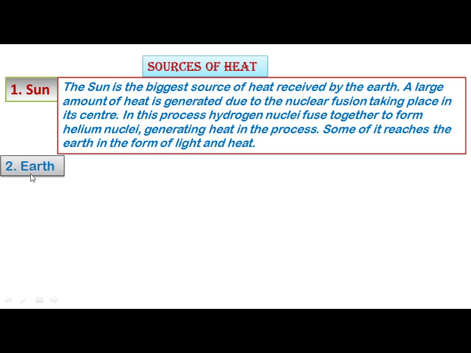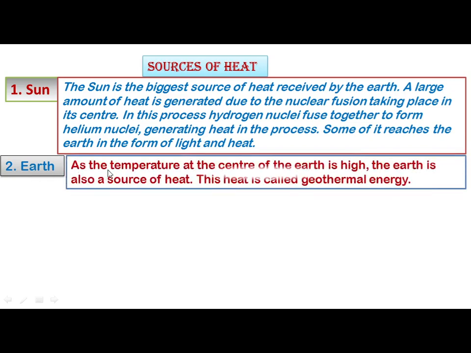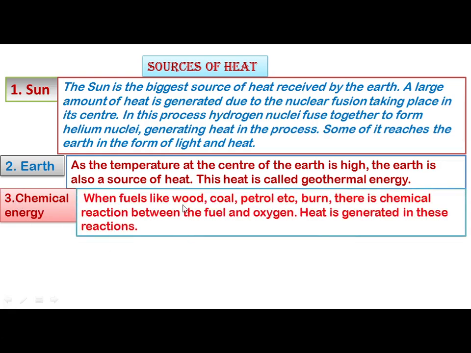2. Earth. As the temperature at the center of the earth is high, the earth is also a source of heat. This heat is called geothermal energy. 3. Chemical energy. When fuels like wood, coal, petrol, etc. burn, there is a chemical reaction between the fuel and oxygen. Heat is generated in these reactions.